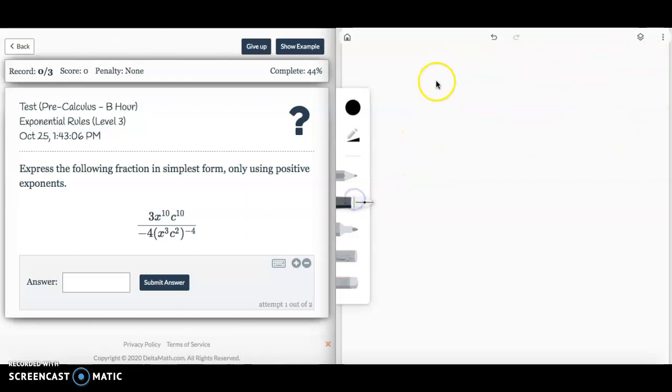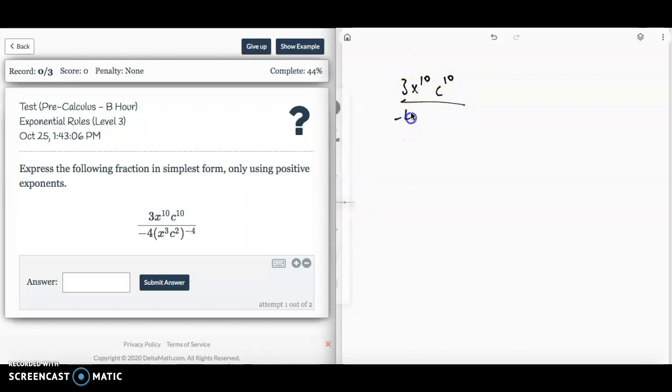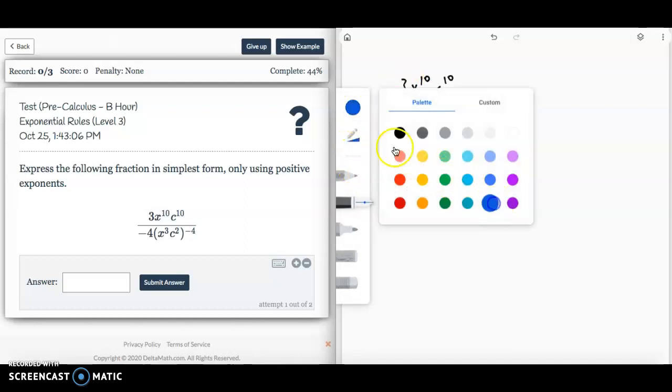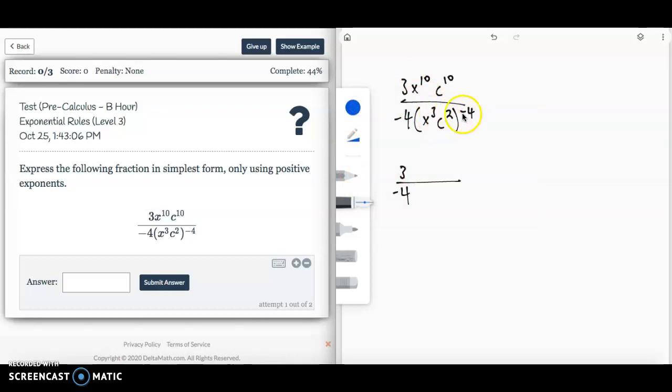of everything that's happening. All right, so in this one, I have 3x to the 10th, c to the 10th, all over negative 4 times x to the 3rd, c to the squared, to the negative 4. Right off the bat, 3 over negative 4, nothing else is happening to those, and those can't reduce, so I know those will actually be my very final numbers in my answer. I'm going to go ahead and on the bottom see if I can distribute this exponent, and you absolutely can because there's no addition or subtraction.